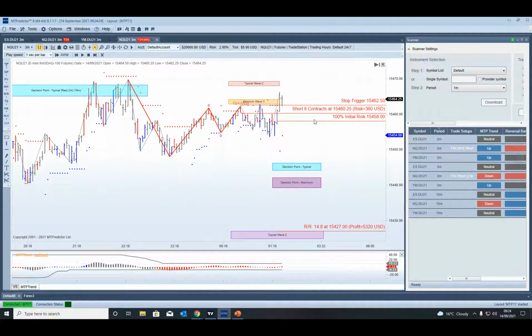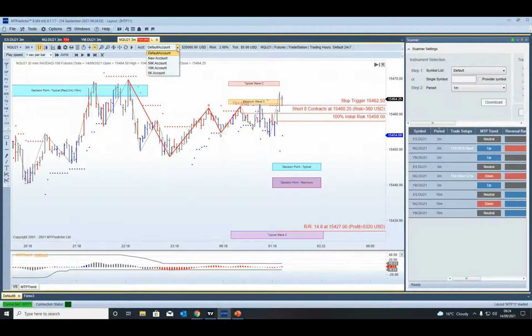This is why we use position sizing that varies the number of lots, contracts, or shares. In this case, it's risking less than 2% of a $20,000 account. If you have a smaller account, obviously it'll be less contracts. But if I stick on our default account, that would mean going short 8 contracts. So it would have been a loss there. So it would have been a -1R loss.